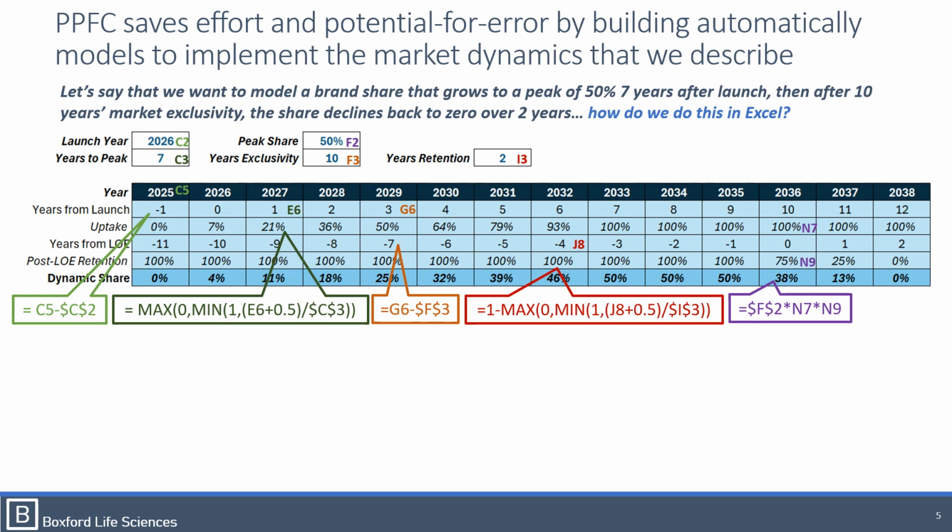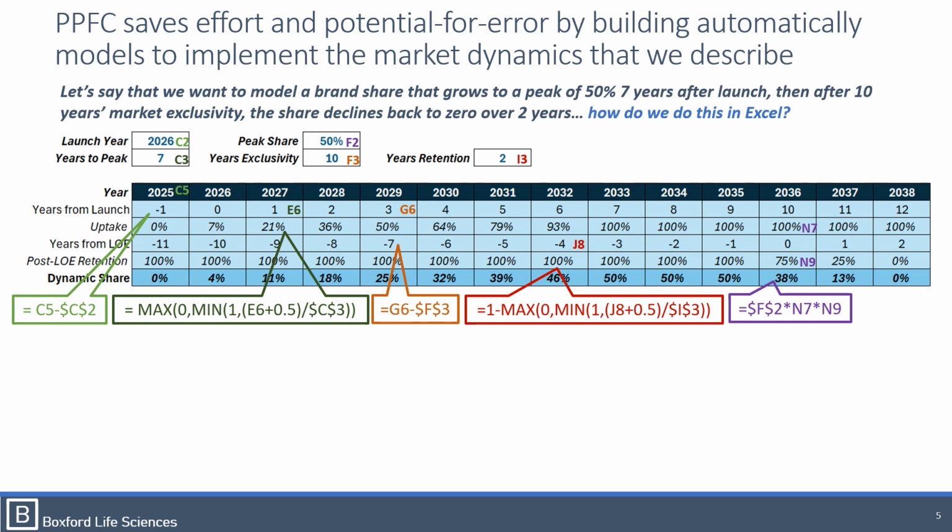In each year, we subtract the year of the launch to get the time since launch, and then use a formula to compute the resulting uptake, restricting it to be between 0% and 100%. We then subtract from the year since launch the duration of market exclusivity to get a year since LOE, and similarly use a formula to calculate the brand share retention. Our dynamic share is then the product of the peak share, the uptake, and a post-LOE share retention.